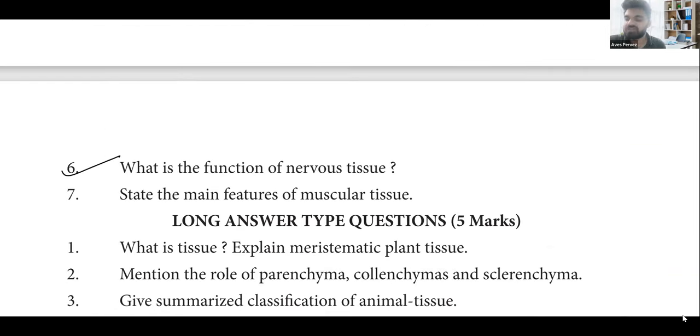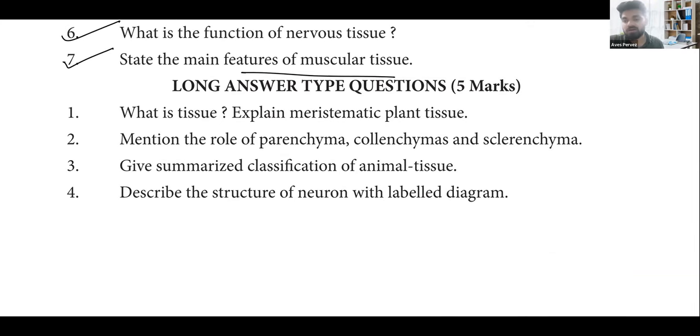What is the function of nervous tissue? Will you be able to do this question? And state the main features of muscular tissue. Will you be able to do this one? Yes, sir, we have written this one. Okay. Describe the structure of a neuron with a neat diagram. Will you be able to do this one? This is a very important question. Many times this question has been asked.